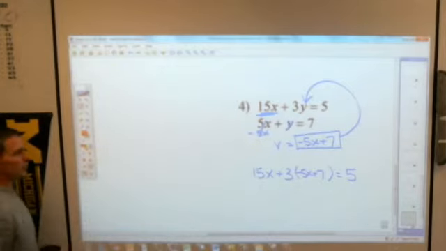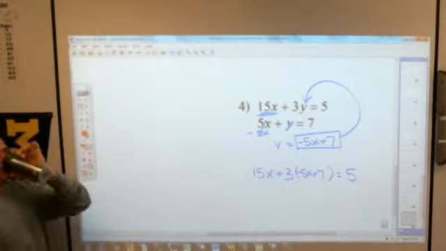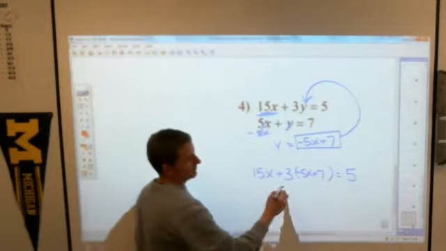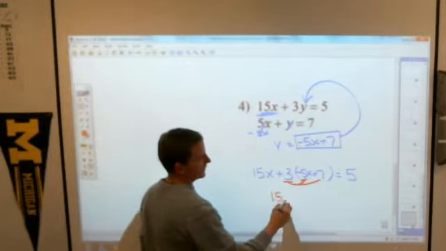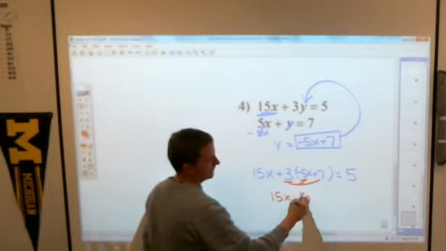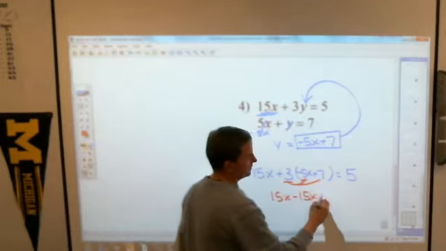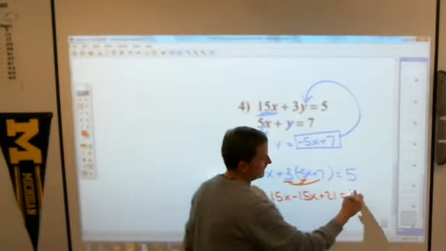Stop me there, you can see what just happened there. It's like shake and bake. You're going to distribute out this 3, so you get 15x minus 15x, plus 21 equals 5.